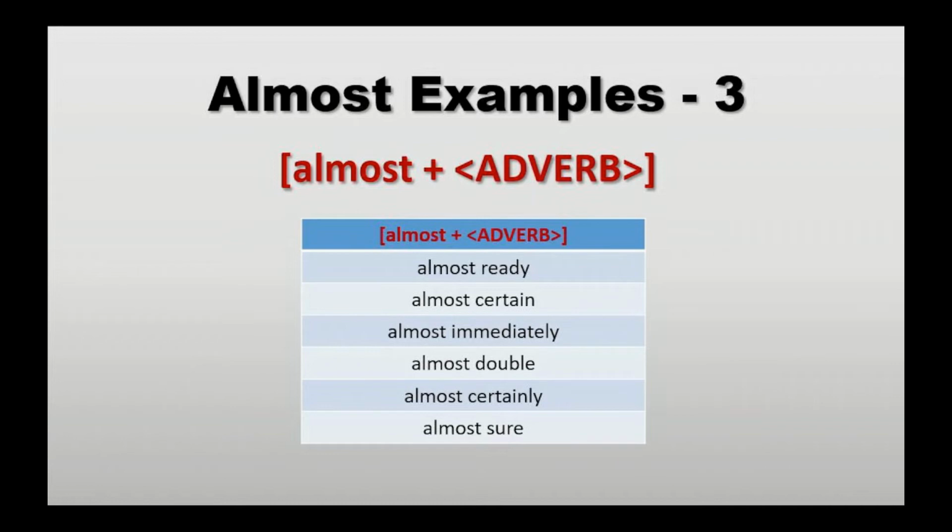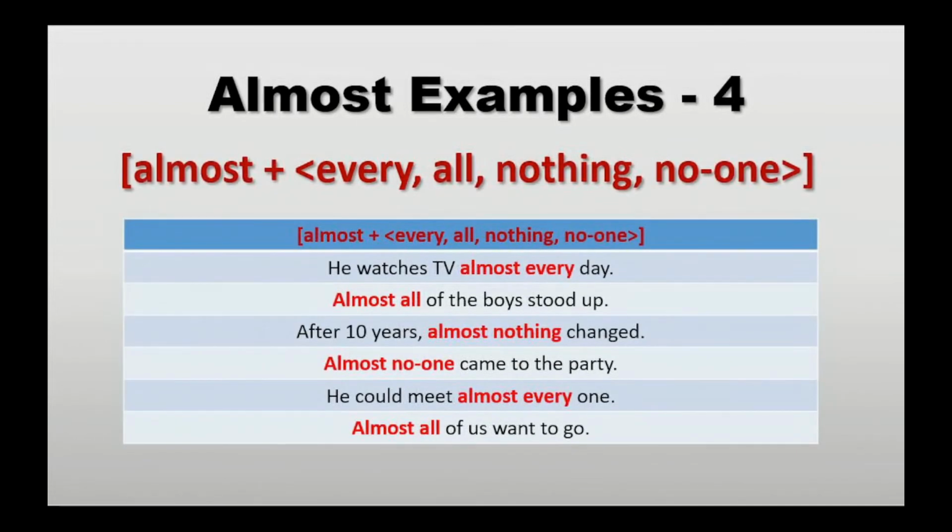Almost certainly. Almost sure. Okay, you have that. So that's almost plus an adverb. Another way that we use almost is with words like every, all, nothing, no one. And that is a set. So you would say almost every, almost all, almost nothing, almost no one.